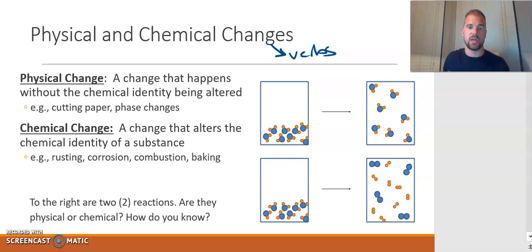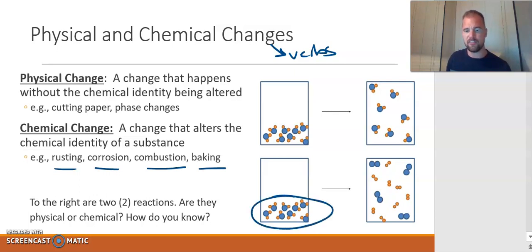A chemical change, on the other hand, is where you're actually changing or altering the chemical identity of a substance. You have a new substance being formed, and that's as a result of chemical changes such as rusting, corrosion, combustion, even baking is an example of a chemical change. So if I were to take a look at this picture down here, notice the substance that I have before versus the substances I have after.